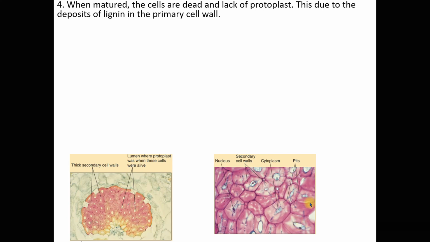Now, why are these sclerenchyma cells dead when matured? Because of the deposition of lignin in the cell wall. The red here is all lignin. Meaning to say, when matured, they are fully lignified. The sclerenchyma cells are fully lignified when matured.